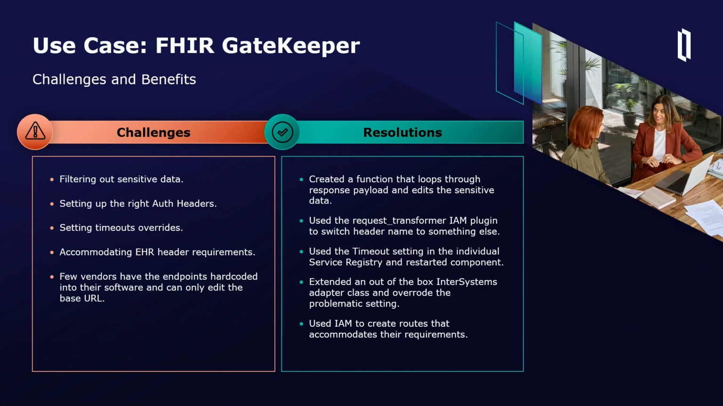We also had a funny challenge where, because Iris is in the middle, Iris was trying to be the authenticator for the EHR because it saw the authorization header in the request. Luckily, we're connecting to IAM, so we used IAM's plugin, request_transformer, to rename that header, and it was able to forward that request on to the EHR, and the EHR was able to make the authorization request.